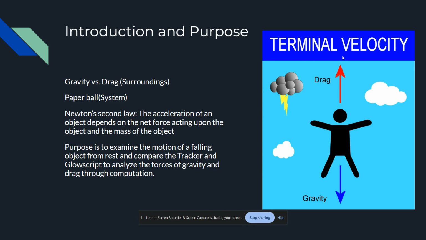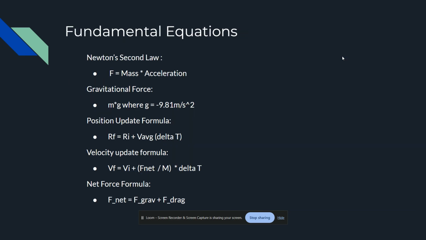Moving on, we are going to go over Newton's second law again. This law essentially states that the object's acceleration is dependent on two main variables. The variables being the net force being applied on the moving object and the mass of the object as well. The purpose of this lab is to examine the motion of an object, the paper ball in this case, falling from rest using Tracker and analyzing the forces of gravity and drag through computational models such as GlowScript.